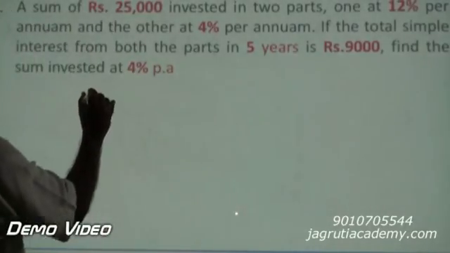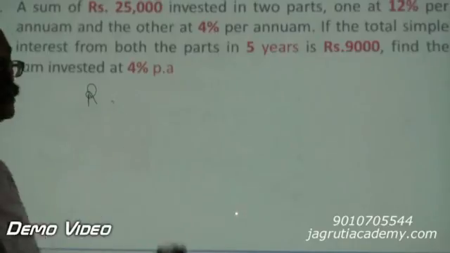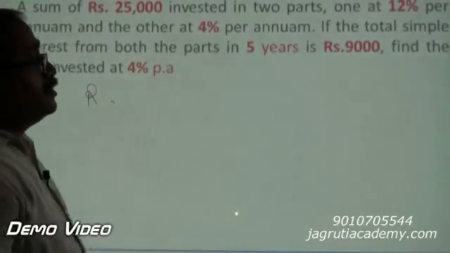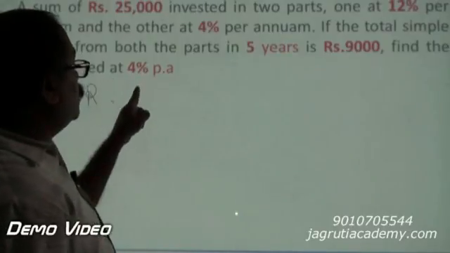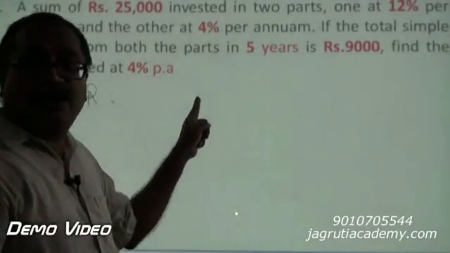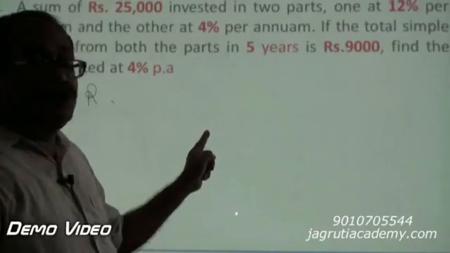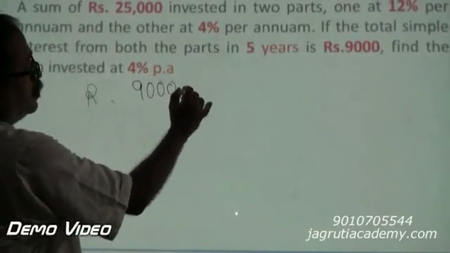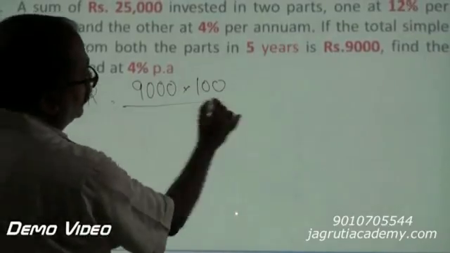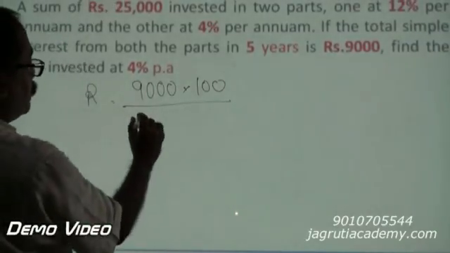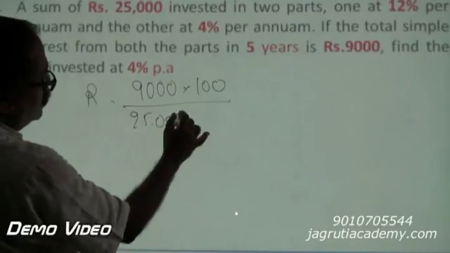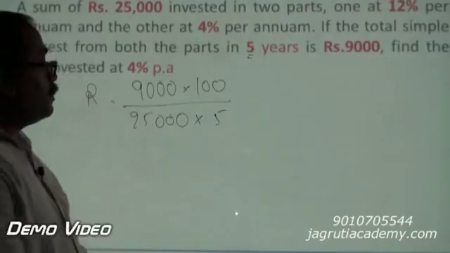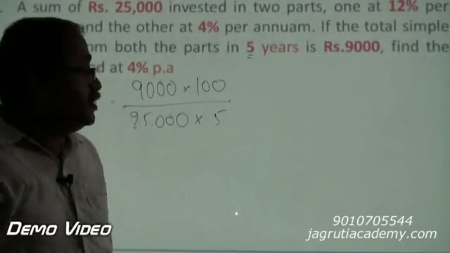where I need to find out the overall rate of interest. The overall interest is 9,000. We know R is equal to SI into 100 by P into T. So that is, SI is 9,000 into 100 by P, which is 25,000, into T, which is 5 years. So, by solving this, I get the rate of interest.